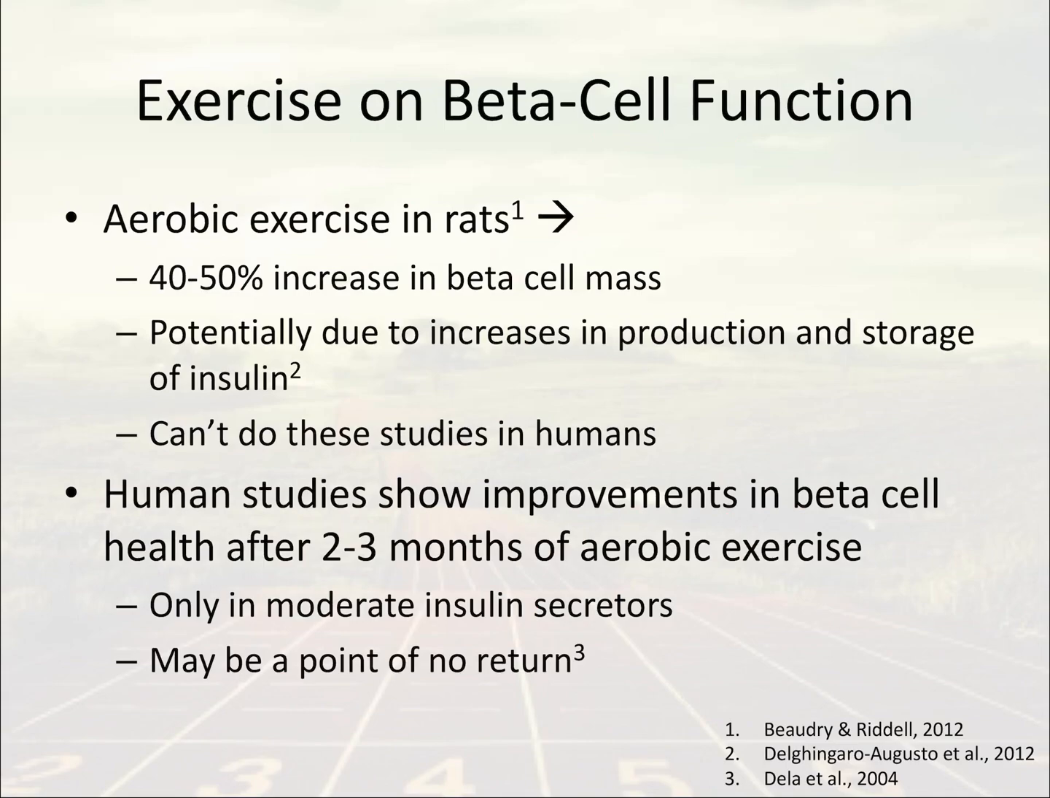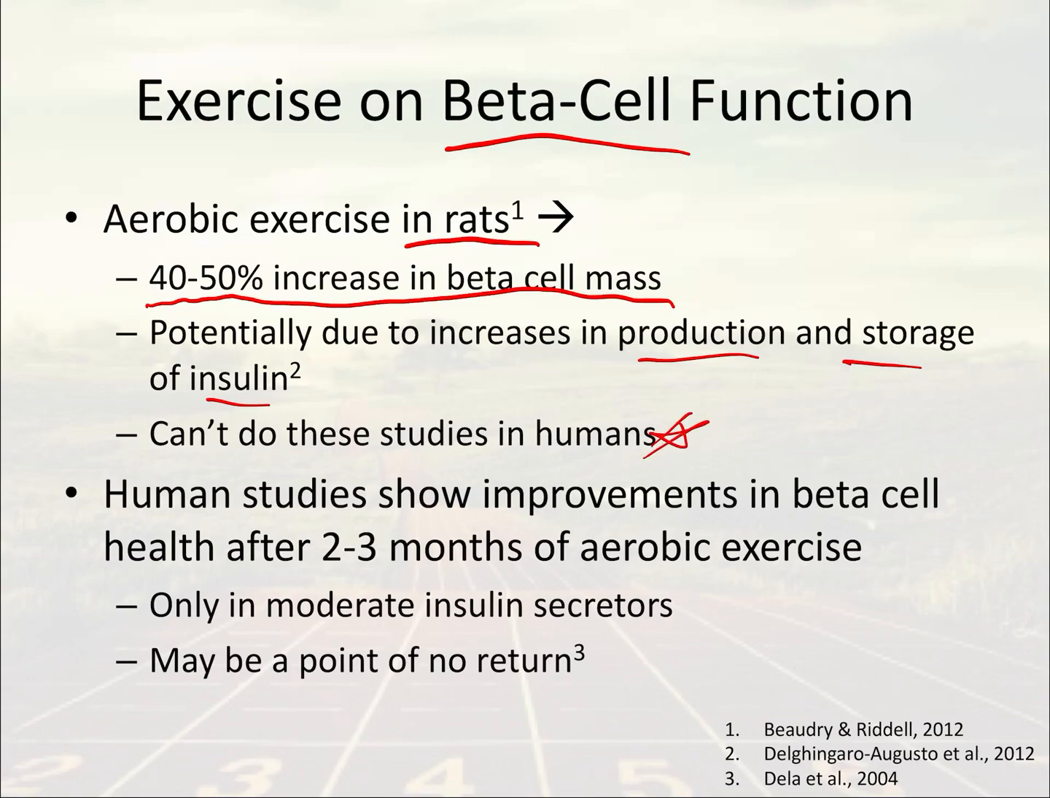What about exercise on the third factor, which is beta cell function in the pancreas? Right? This one's a lot harder to measure because the gold standard measurement of this is actually full beta cell mass in the pancreas, which you have to take the whole pancreas out to do. So there have been some studies in rats, where we see aerobic exercise in rats can lead to about a 40 to 50% increase in beta cell mass. And then we see higher levels of production and storage of insulin in those rats.